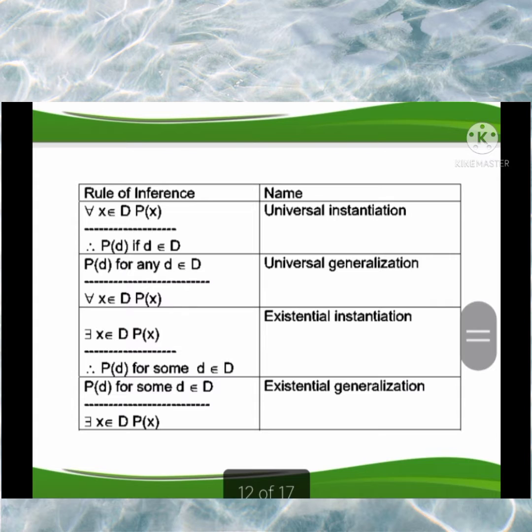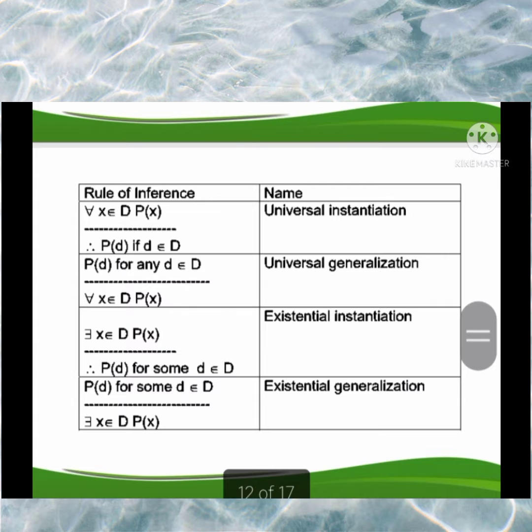First rule of inference, universal instantiation: for all x belonging to D, P(x), therefore P(d) if d belongs to D. Second rule of inference, universal generalization: P(d) for any d belonging to D, therefore for all x belonging to D, P(x).